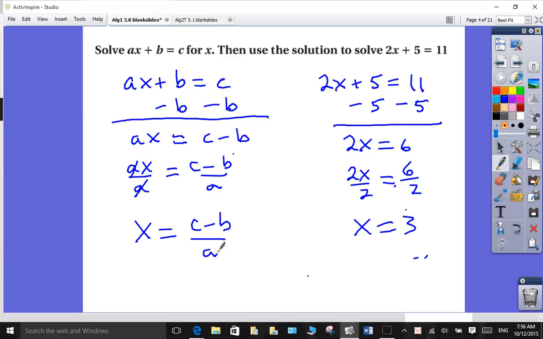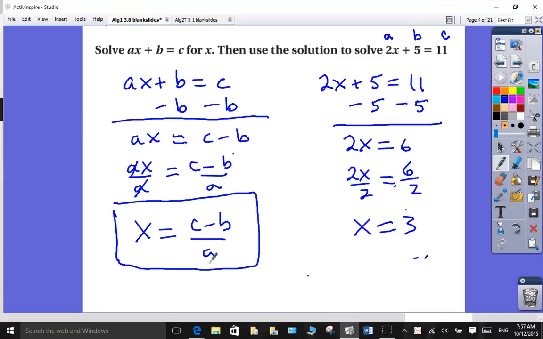Now, I think what they are trying to show with this is that at the beginning, if we looked at ax plus b equals c and compared it to 2x plus 5 equals 11, we would have said that the a value is represented by 2, the b value by 5, and the c value by 11. So once I come up with this formula, I could just plug in the values for a, b, and c to solve: 11 minus 5 divided by 2. So we kind of create a formula for solving this.